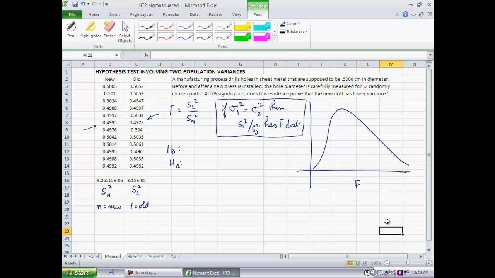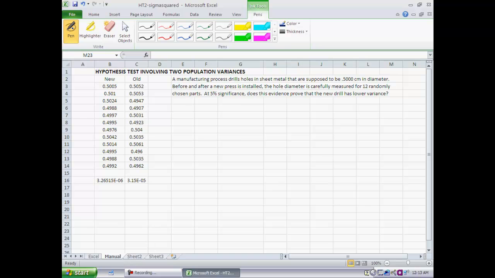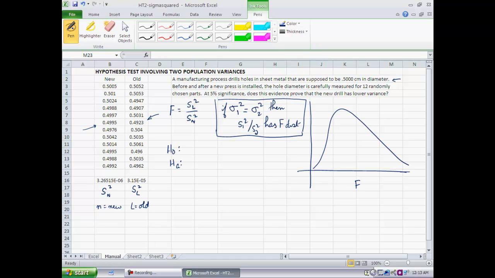In this clip, we will work a problem to see how one goes about doing hypothesis testing involving two population variances. So we have a manufacturing context here, and we have a drill that punches holes through sheet metal, and the holes are supposed to be 0.5000 centimeters in diameter. Now, before and after a new press is installed, the hole diameter is carefully measured for 12 randomly chosen parts. So the raw data is given over here.